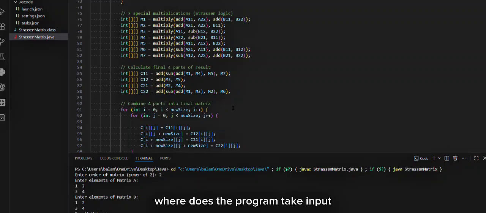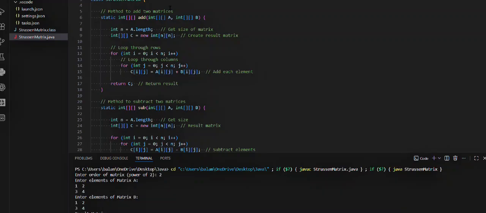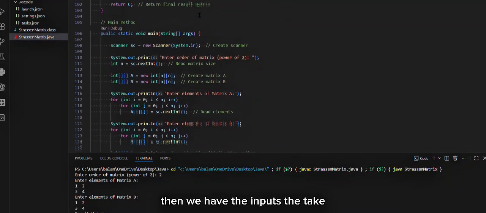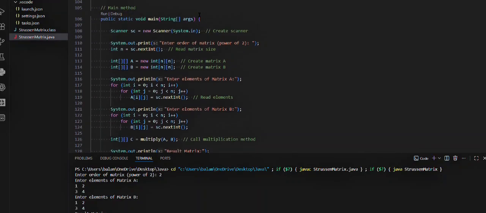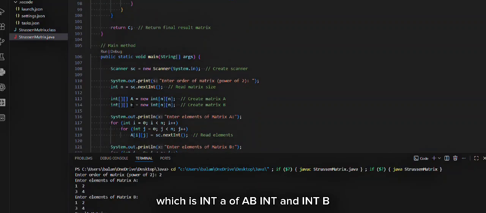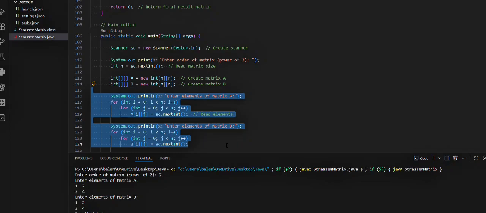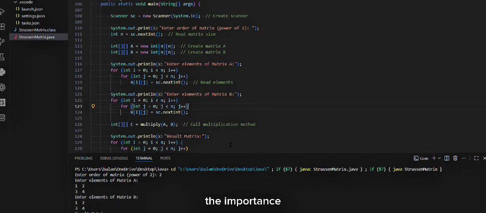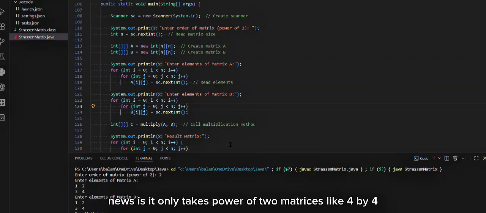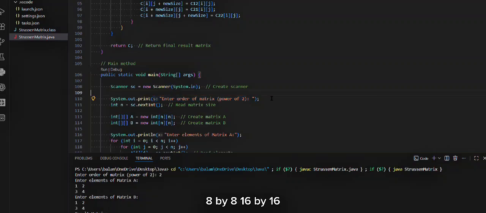Where does the program take input? We have imported the Scanner class in the beginning of the program. Then we have the inputs for two matrices in the main method, which is int a and int b, which will get the input for the two matrices. The important point is it only takes power of 2 matrices, like 4 by 4, 8 by 8, 16 by 16.